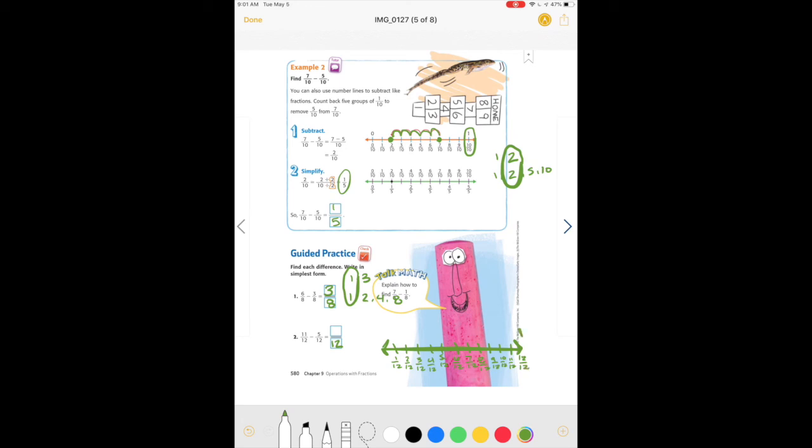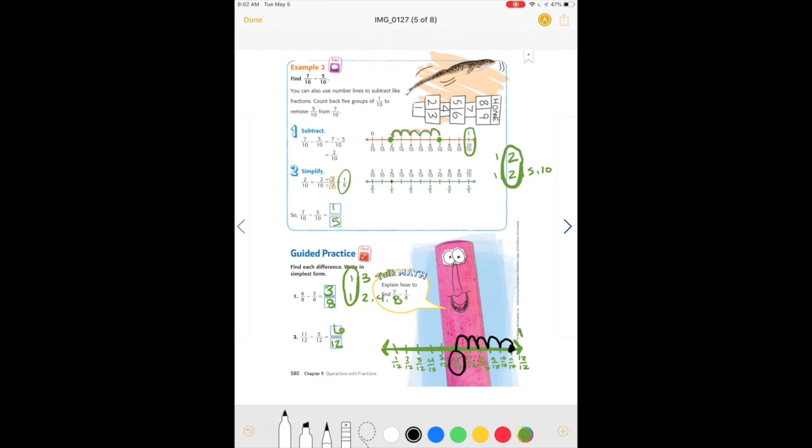So I'm going to mark 11/12 on here, and I'm going to jump back 5. 1, 2, 3, 4, 5. And what do I land on? 6/12. Well, let's see if I can simplify this.